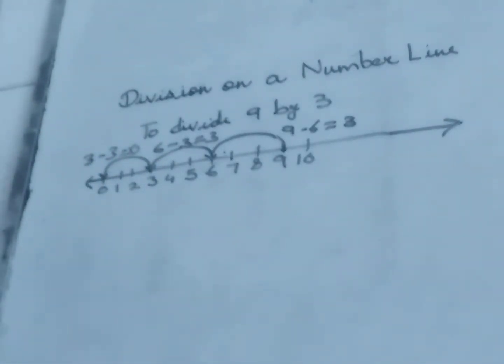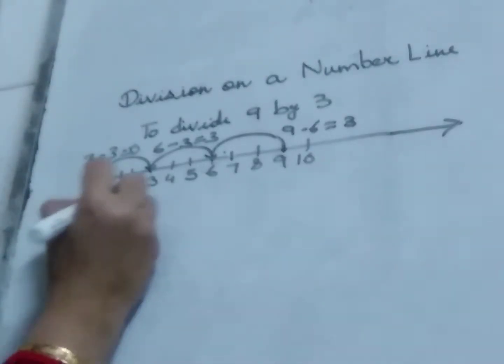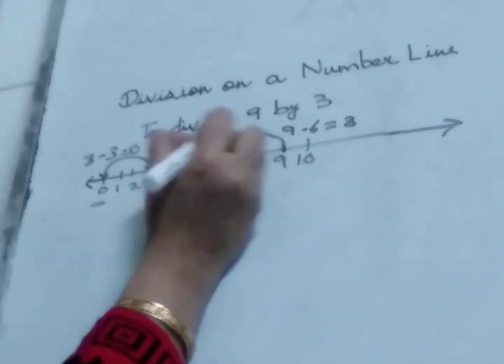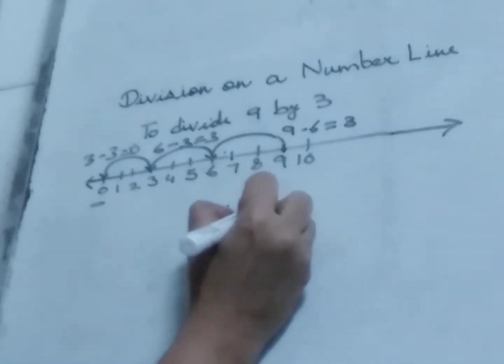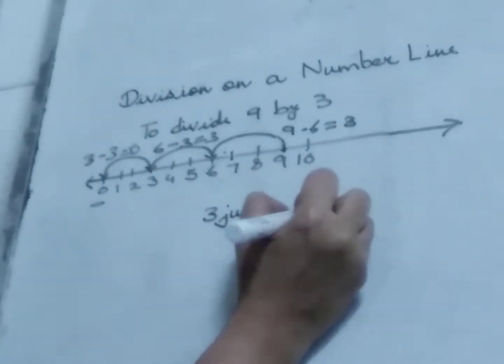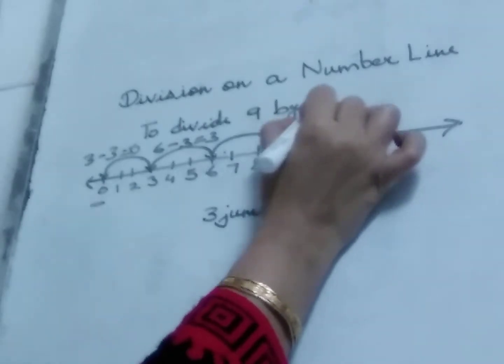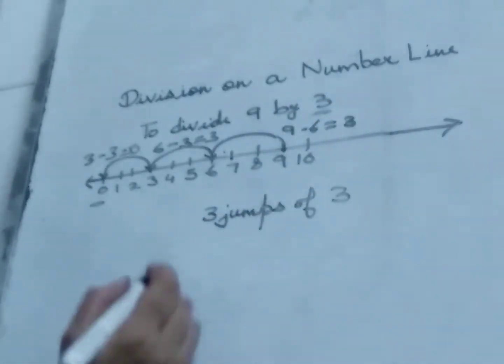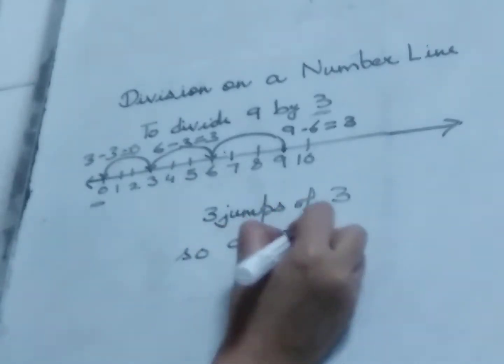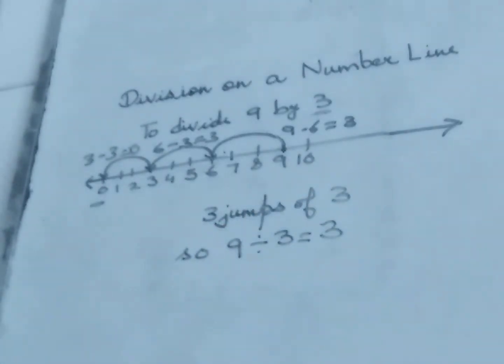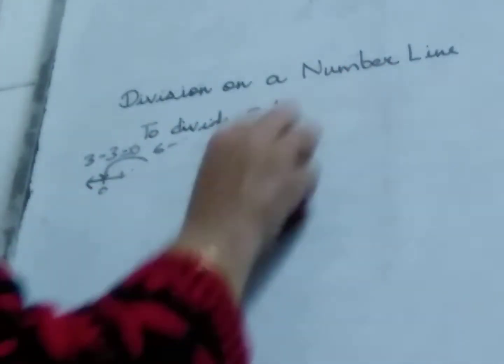So how many times did you jump to reach 0? You made 3 jumps. 1, 2, 3. 3 jumps of 3, as you have to divide by 3. So 9 divided by 3 is equal to 3, which is your answer. Let us do some questions related to this number line.